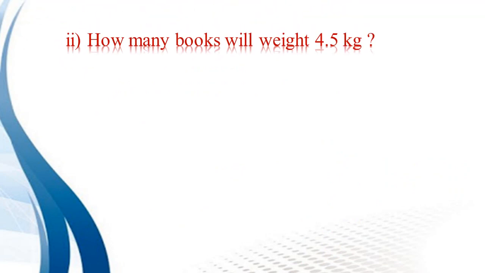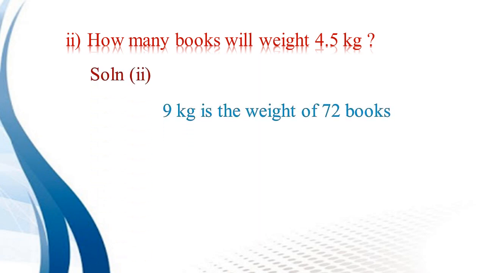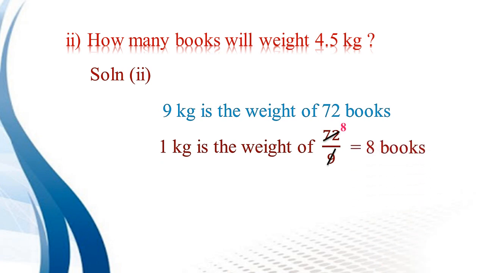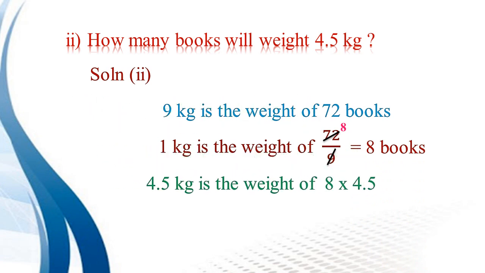How many books will weigh 4.5 kg? 9 kg is the weight of 72 books. Now we are going to find the number of books for 1 kg: 72 divided by 9, we get 8 books. Now for 4.5 kg, that is 8 multiplied by 4.5, we get 36 books.